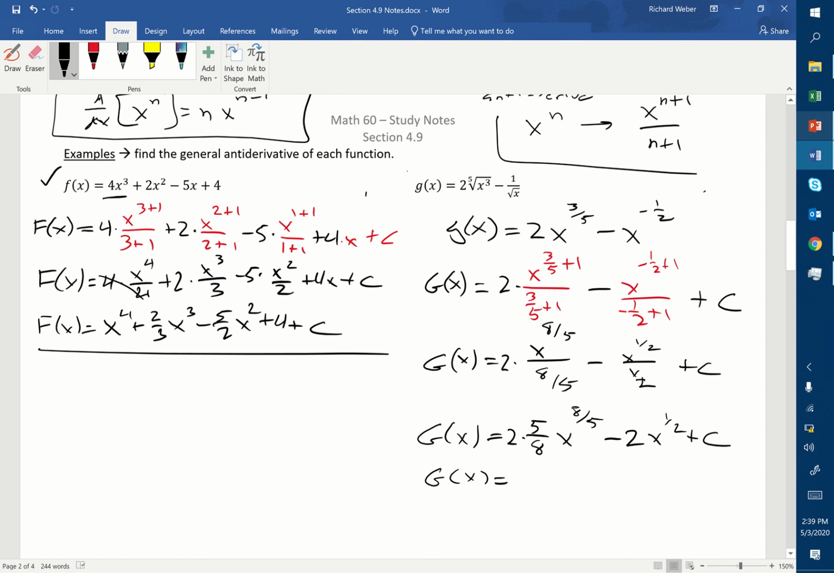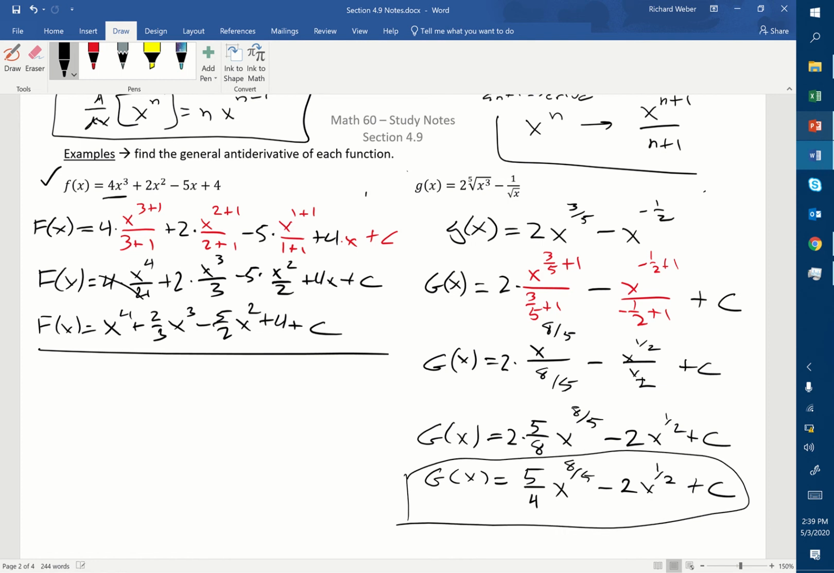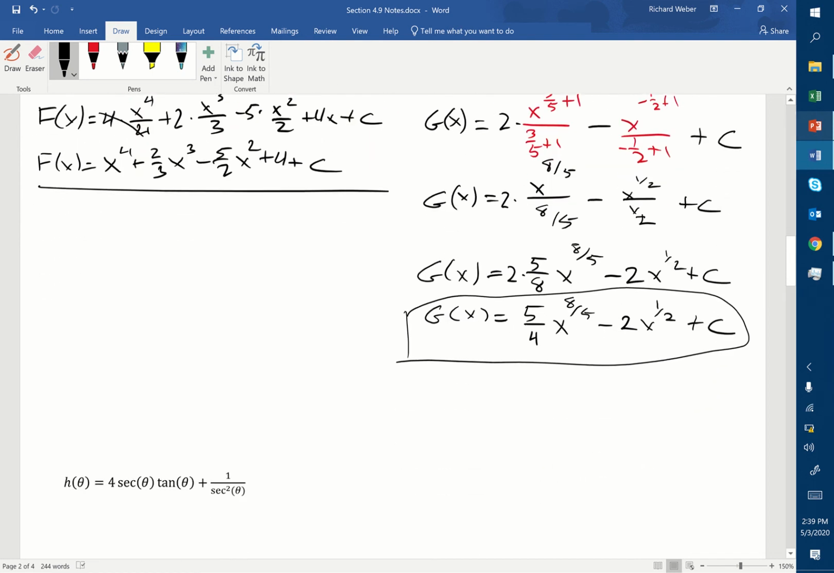So let's cancel the 2, and we get a final answer of maybe 5/4 x to the 8/5 minus 2x to the 1/2 plus c. Then if you want to write it as radicals, you can. I tell my algebra students, hey, everyone does it with fraction powers. Okay, got one more for you, and then we'll end the video. You can pause it, but this is how you anti-derive, and here comes this last example.